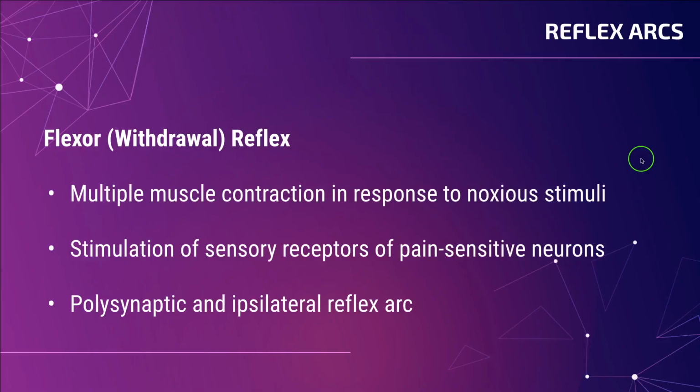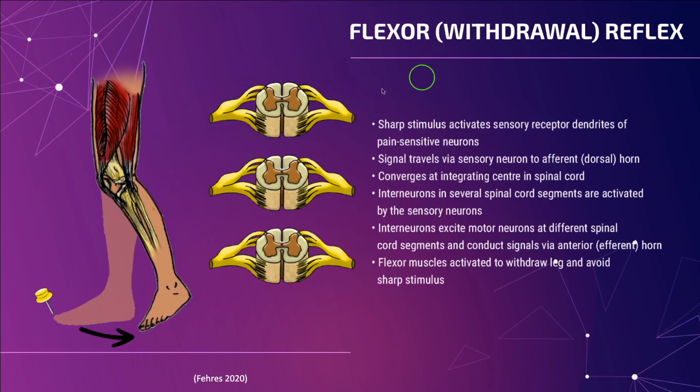Next, we have the flexor withdrawal reflex. This is multiple muscle contraction in response to noxious stimuli. Stimulation of sensory receptors of pain-sensitive neurons, and it's a polysynaptic and ipsilateral reflex. So once again, multiple synapses here, polysynaptic, and on the same side. In this example, I always thought this was funny because they use a thumbtack in the textbooks, and we're talking about acupuncture needles here.